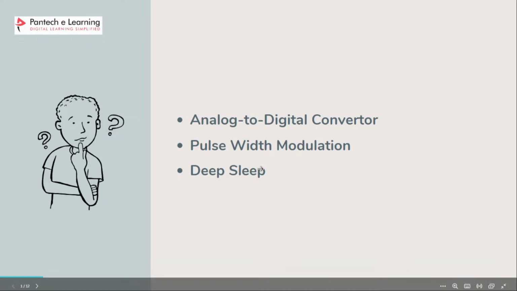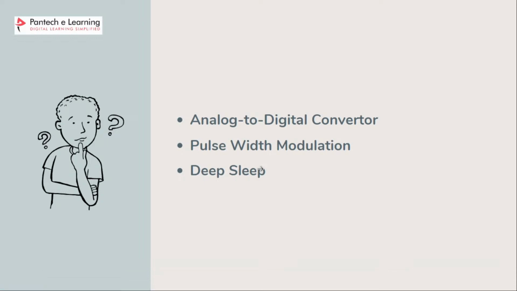Deep sleep is a low power mode that can be used in ESP8266 to conserve power when the device is not actively processing data. In deep sleep mode, the device shuts down most of its components and goes into a sleep state. This mode can be useful in battery powered devices where power consumption is a concern. To exit deep sleep mode, the device needs to be reset or woken up by an external event like push buttons or something. So, let's see one by one in detail.